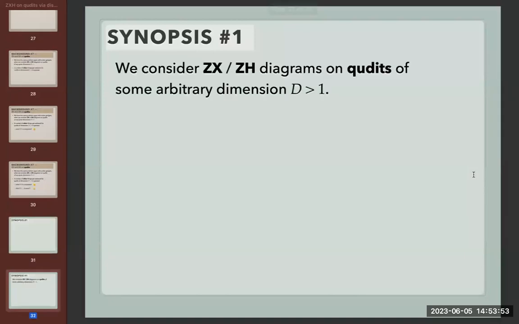We consider ZX and ZH diagrams on qudits of some arbitrary dimension, d greater than 1. So we make no assumptions at all on what d is. Some of our results will involve a little bit of case analysis, in particular the case analysis of d even versus d odd, or we'll occasionally make conditions such as some parameter being a multiplicative unit. Of course, the objective is to try to make that assumption as few times as possible in order to get results which are as general as possible.